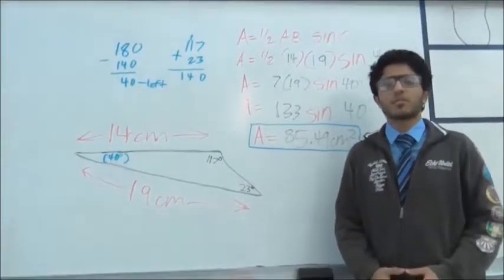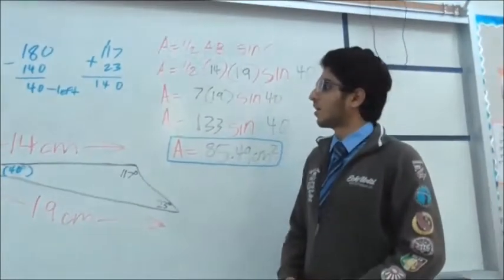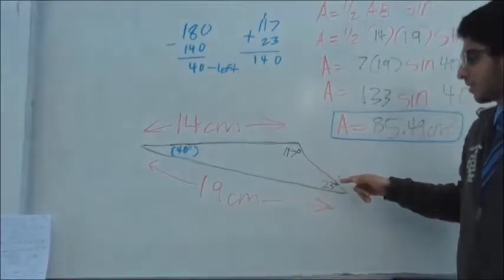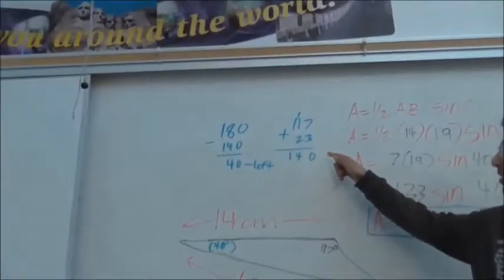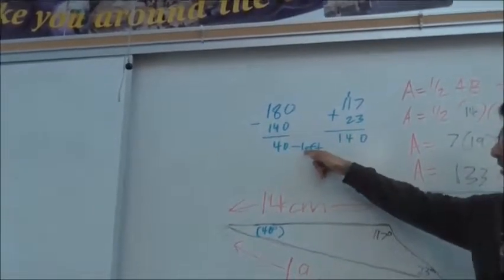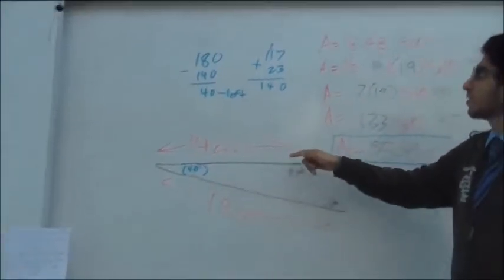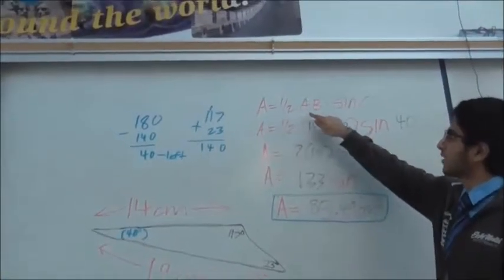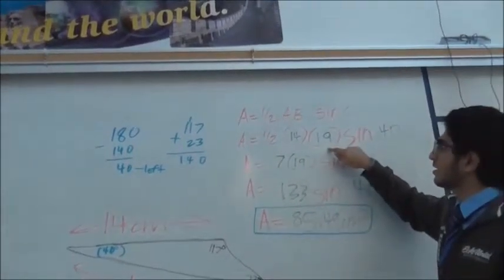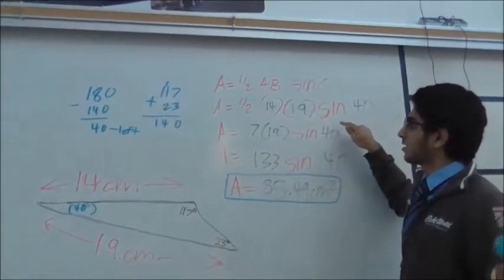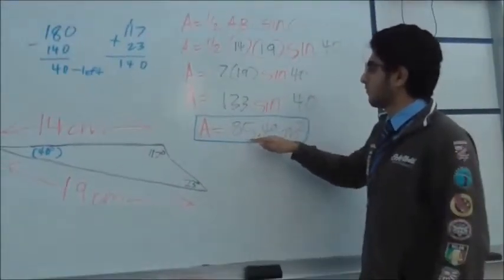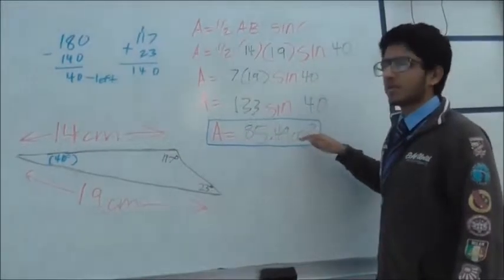So for the next problem, I have written the answer to the board. First we need to find this angle, but we have to add 117 degrees plus 23 degrees, which is up here, and that gives you 140, and you subtract it from 180 to get 40 degrees. So this angle is 40 degrees, and we use the formula that I gave you, 1/2 AB sine of C. So we plug in A and B for 14 and 19 and sine of 40 to get 133 sine of 40, so the area is equal to 85.49 centimeters squared.